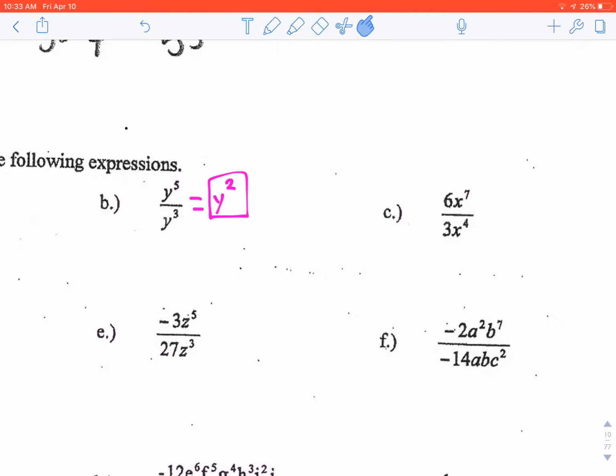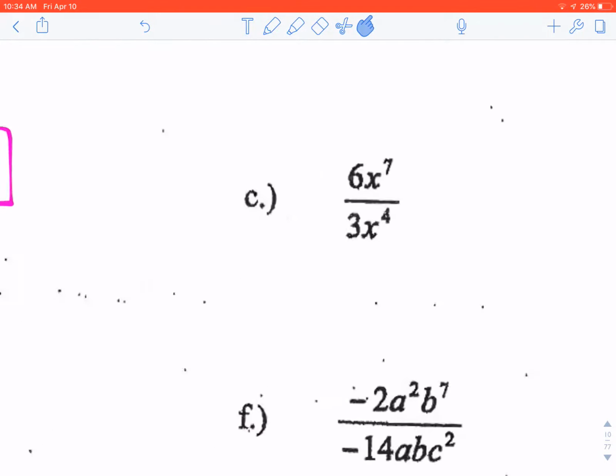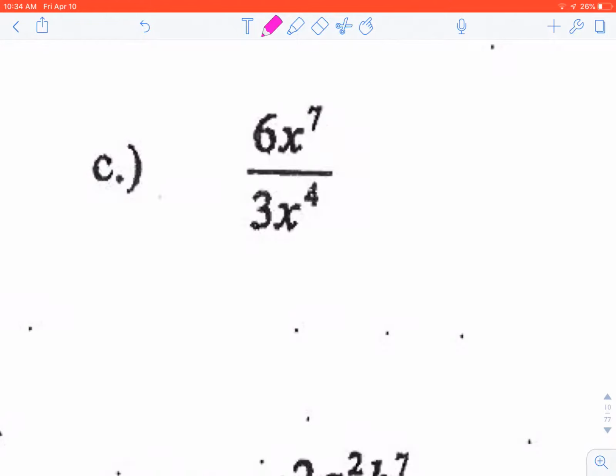Okay, letter C. So when it gets harder, when there's more than one term, if you remember in class, we always started with a fraction bar. So let's take our coefficient first. Remember with property 1, when those coefficients are different, you're just going to do the operation that's there. So 6 divided by 3 is 2. We're going to keep it on top because it's not 1/2, it's 2.